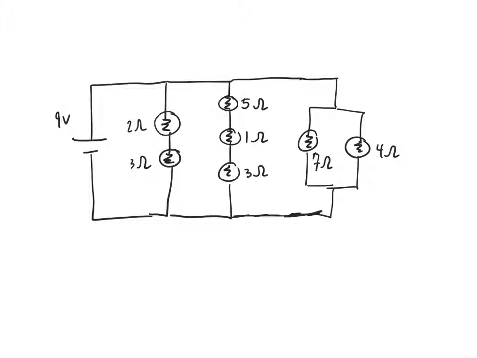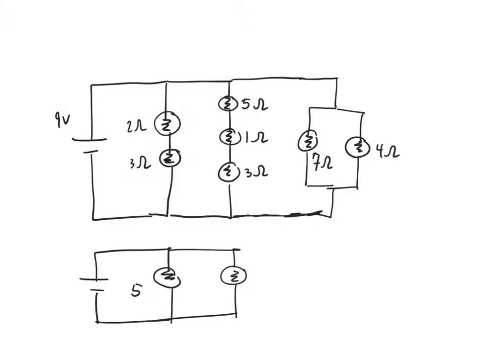So the first branch, what would the first branch have as an equivalent resistance? 5. And why do we know it's 5? Because it's just in series right now. What would the second branch have as an equivalent resistance? 9. Okay, 9 ohms: 3 plus 1 plus 5. So the first two resistors are very easy to get because they're in series. Anytime it's in series, do that first. Isn't that so easy?